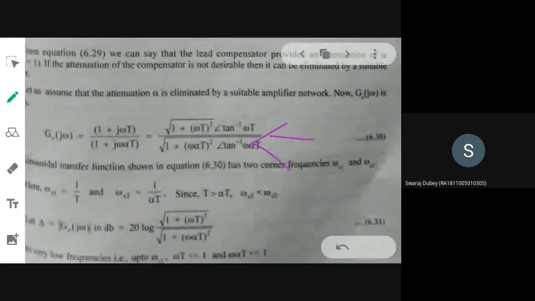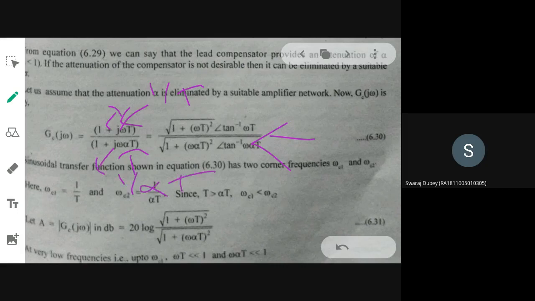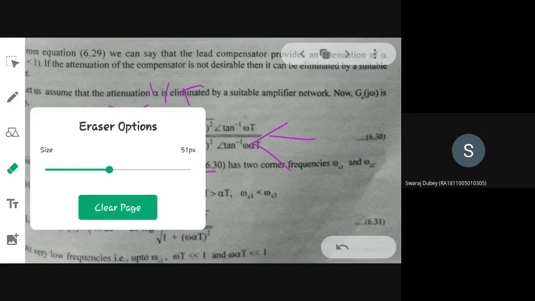Now from this, the corner frequencies are two, one for the first order factor in the numerator, one for the first order factor in the denominator. So what are the two corner frequencies that you are having? Omega C1, omega C2. For this one it is 1 by T. For this one it is 1 by alpha T. Okay, so these are the corner frequencies. And this is your magnitude expression in dB scale. In dB means you have to multiply that equation with 20 log.